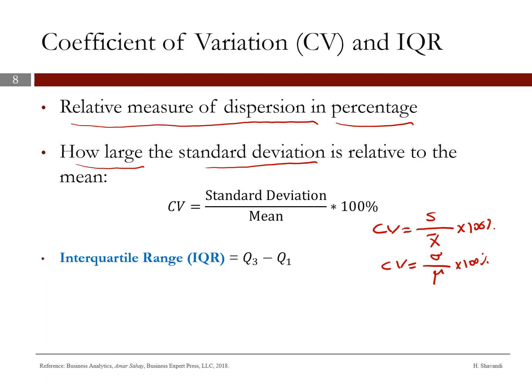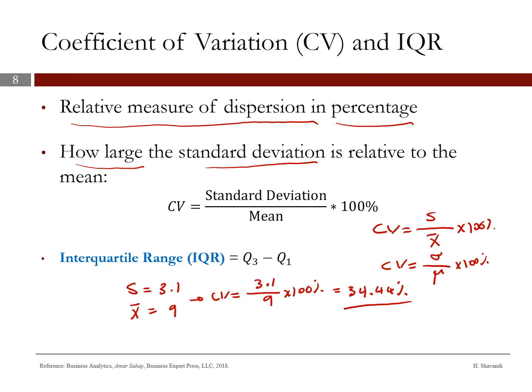Let's have an example here. Assume that S for a data set is 3.1, okay? And the X bar, the sample mean, is 9. Then the CV here would be 3.1 over 9 times 100%, okay? This becomes 34.44%. So that means the standard deviation is 34.44% of the sample mean.